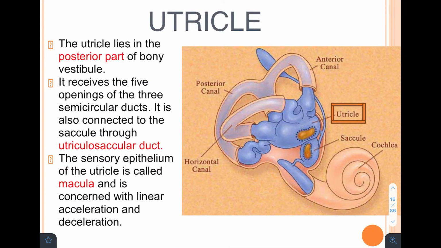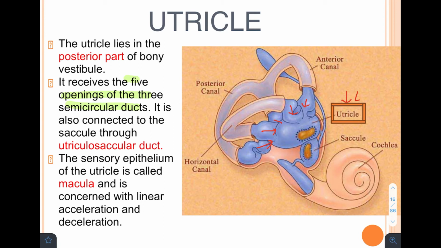Next, coming to the utricle. The utricle lies in the posterior part of the bony vestibule. I already showed you there's a recess in the vestibule for the utricle. And the utricle receives 5 openings of the 3 semicircular ducts. As you can see in the picture over here, this here is the utricle. You see how it is receiving all the ducts of the semicircular canals, 5 openings, and also it is connected to the saccule via the utriculosaccular duct.